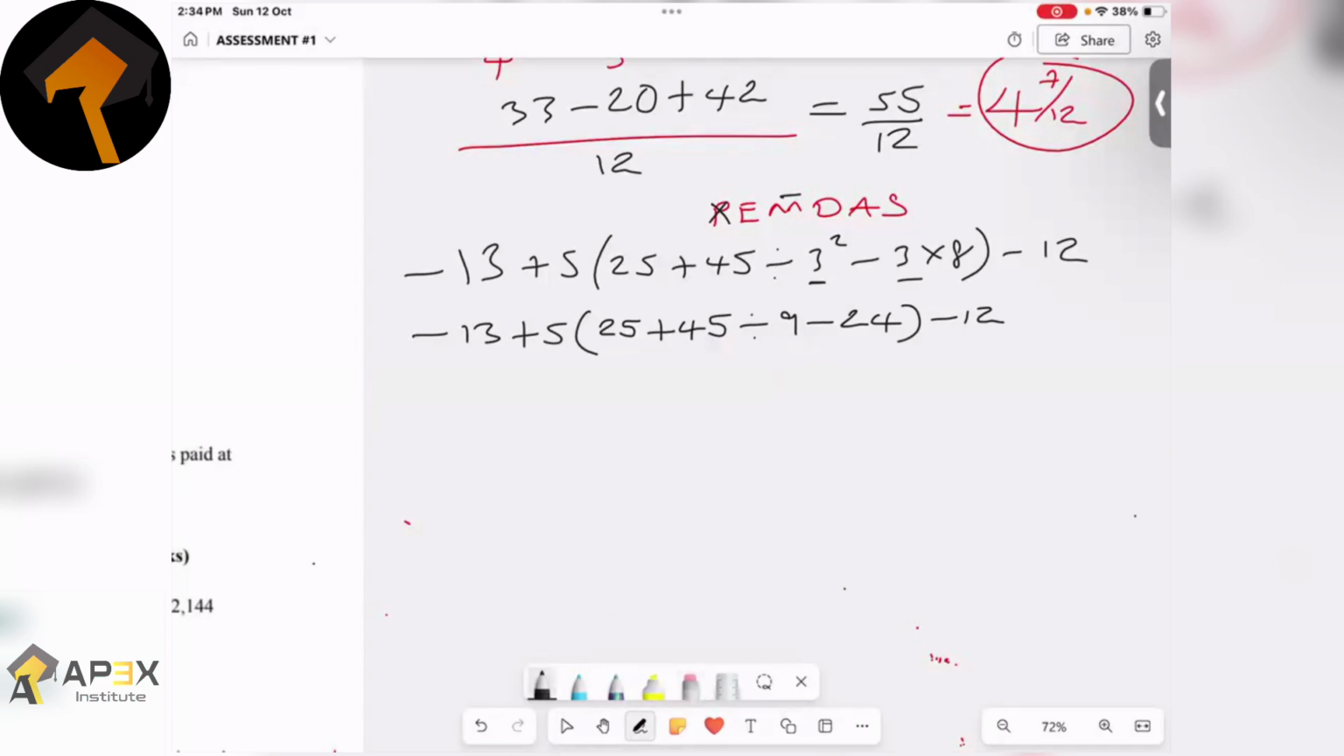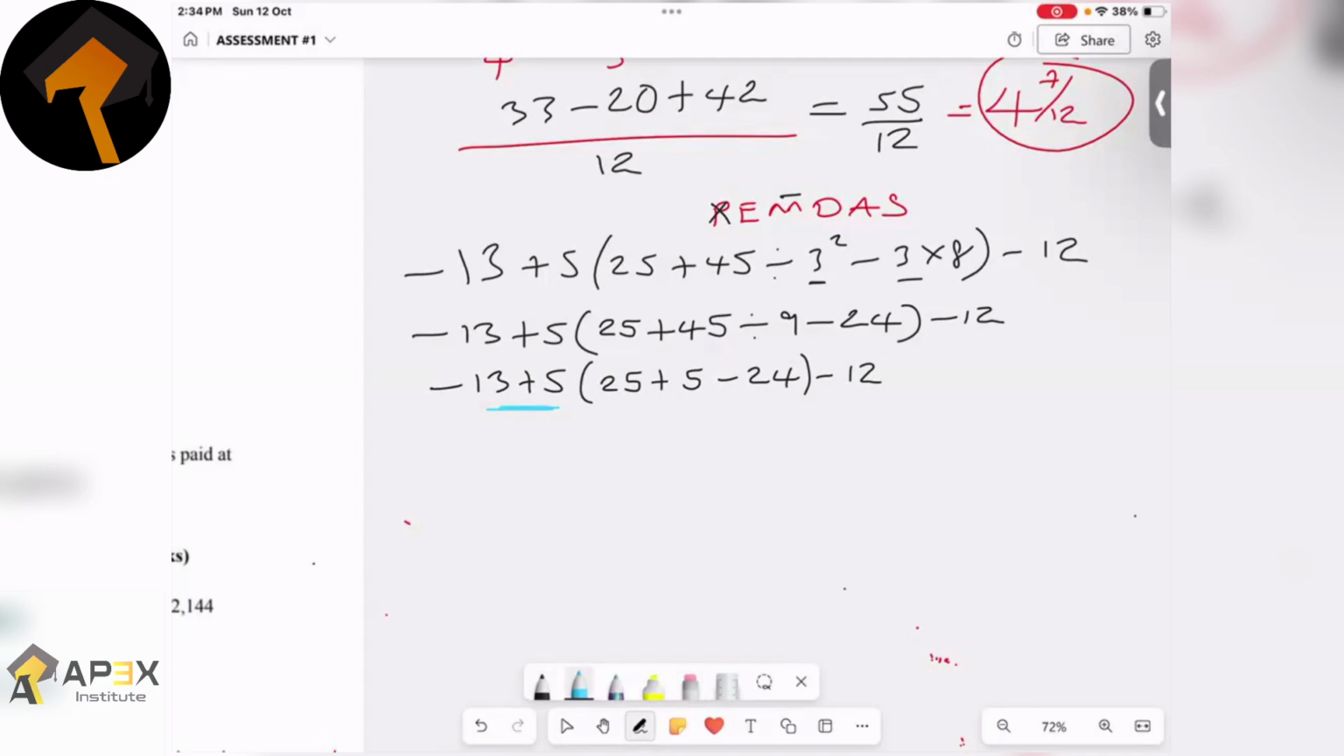So here we go. We're going to say negative 13 plus 5, open bracket, 25 plus 45 divided by 9 is 5, minus 24, close bracket, minus 12. Now at this stage, what I also found was that quite a few students got frustrated and added this.